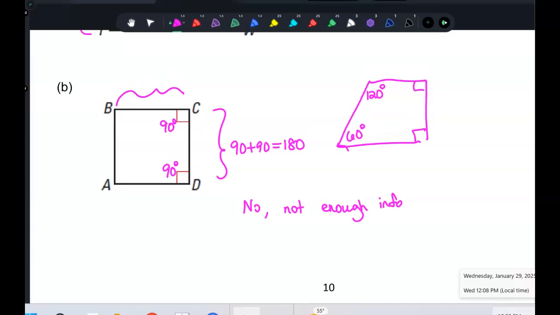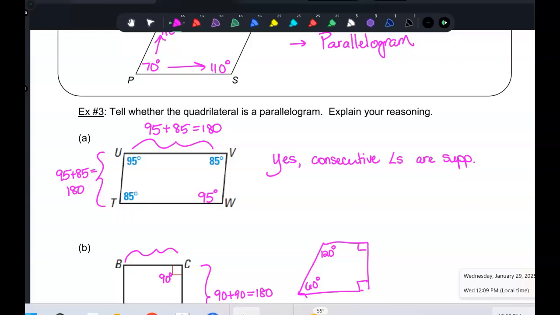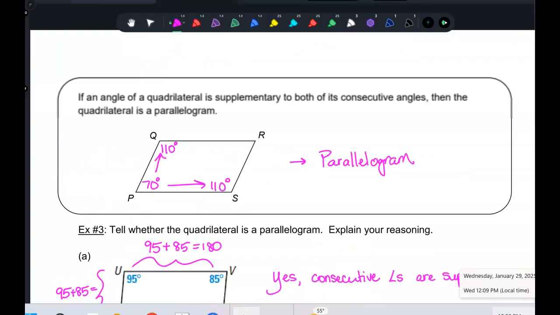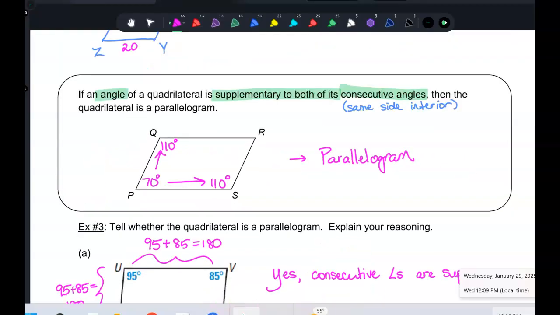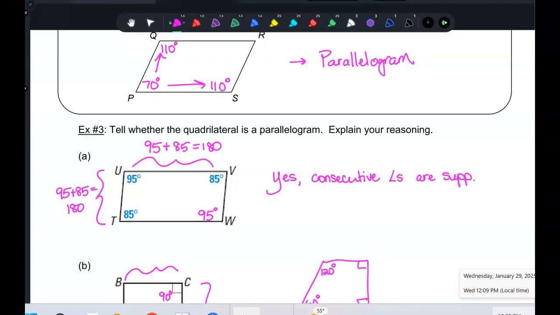Well, that's why you have to have two pairs of consecutive angles. The theorem was you have to have an angle that is supplementary to both. I know, that's what I'm saying. And then the opposite angle will automatically be congruent. So it can always be either one as the correct answer.